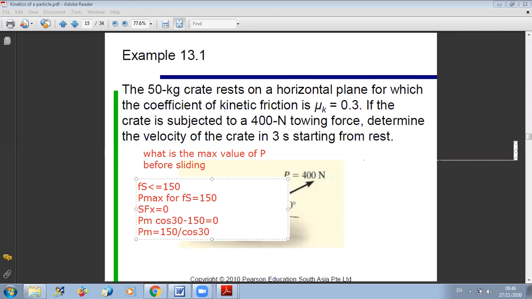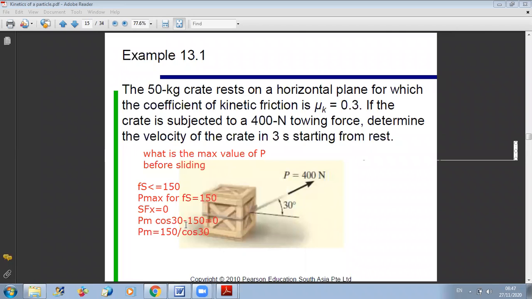Okay, so now let us continue the problem. This was a notice for you to understand the difference between static and kinetic friction. Any value of P smaller than 150 over cosine 30 will not induce motion, and the static friction will be smaller than 150. If I put a value of P higher than this, then I will induce motion because there will be sliding between the ground and the box. So here, because P is higher than P maximum, we will have sliding. And once you have sliding, your body will be accelerating.